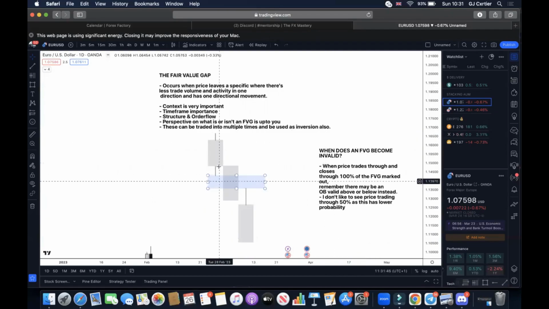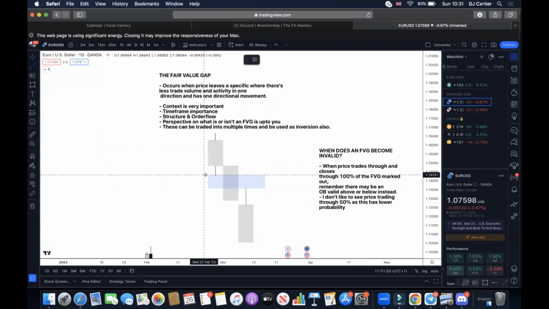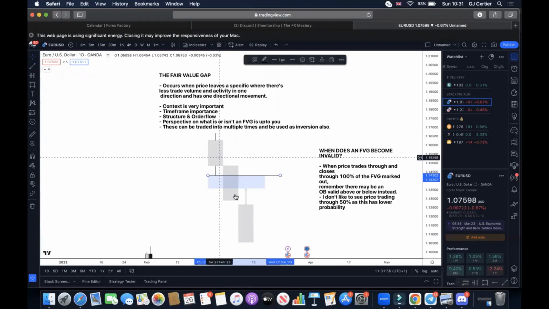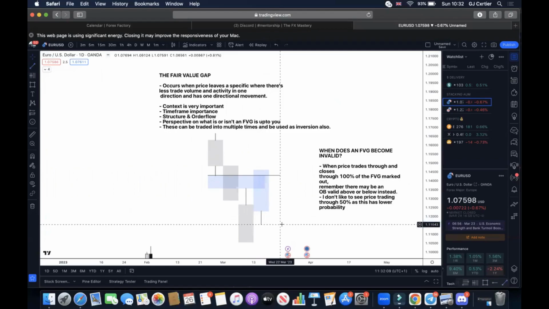A fair value gap becomes invalid once you trade past this. Say in this circumstance, we are in a bearish order flow market. So let's say we have price come back up into our level like so. If price closes like so, this would be an invalid FVG.